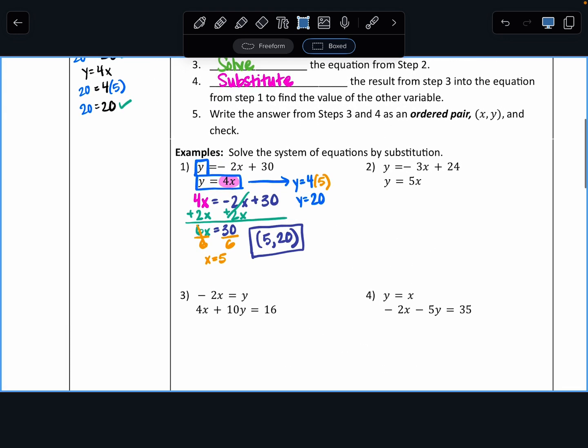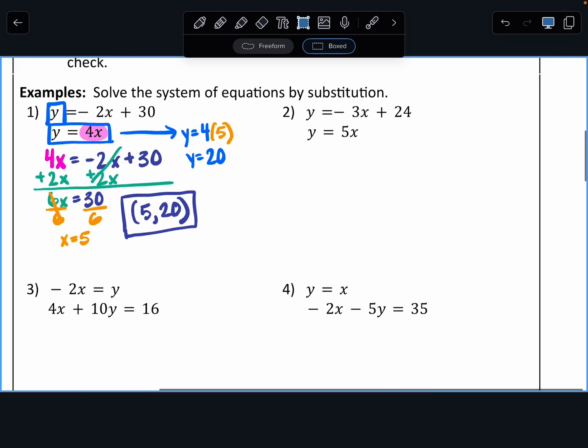Let's go to number 2. Y equals negative 3x plus 24, and y equals 5x. So since I have a single term, I'm going to substitute in 5x for y in the other equation. So y equals 5x. That means I can take this 5x and put it here for y.